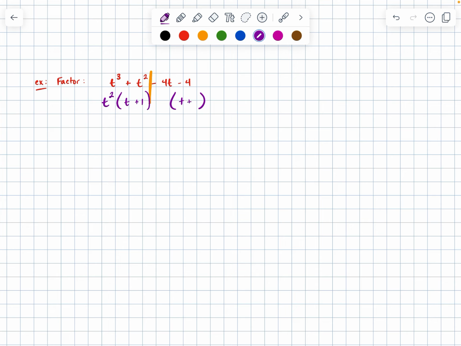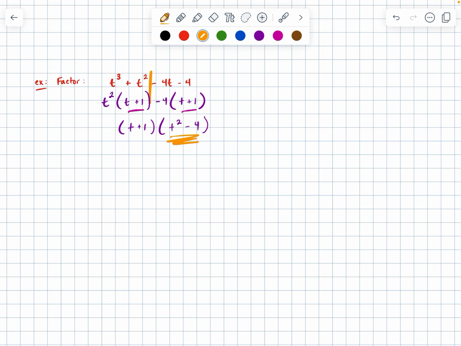Again, thinking strategically, there's got to be a t plus 1 in my other group in order for me to factor by grouping. To get from t to negative 4t, I've got to multiply by negative 4. Negative 4 times 1 does get me the negative 4 that I want. This factorization works. By my factoring by grouping pattern, I can pull out the t plus 1. That leaves me with the t squared and the negative 4.